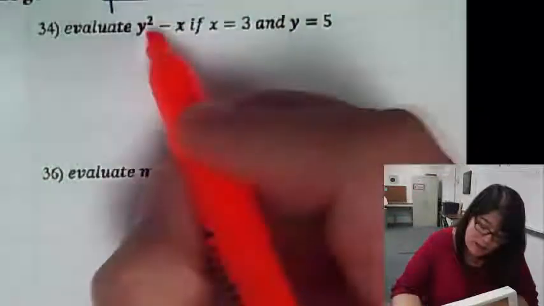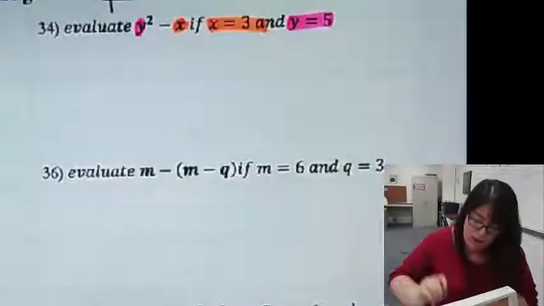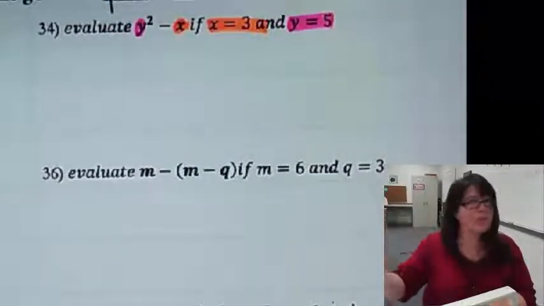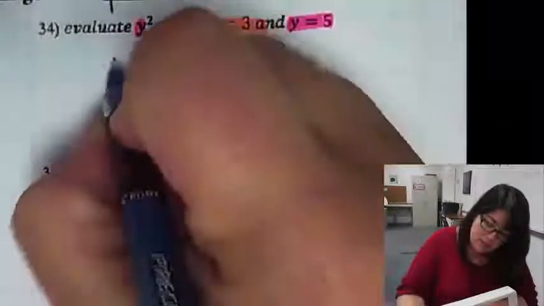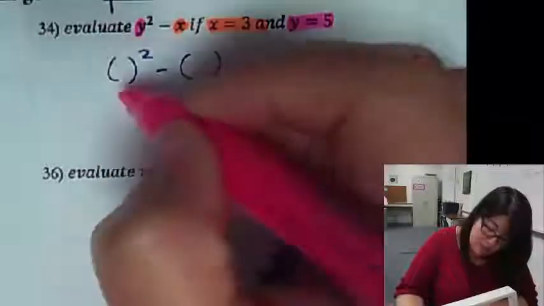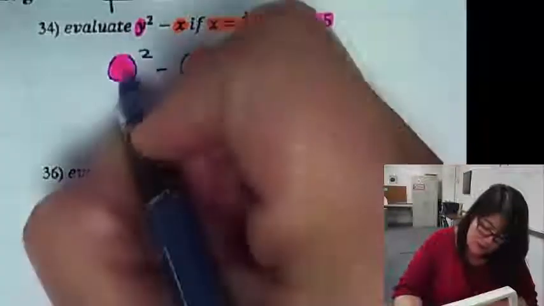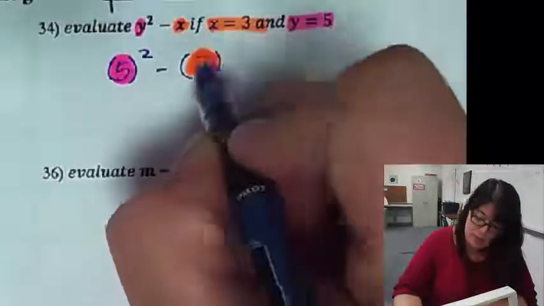Evaluate y squared minus x if x equals 3 and y equals 5. Well, where is my y? My y is this first one. And where's my x? The second one. So just planning this out, being ready for what's coming, I've got something squared minus something. And my first something is y, and my second something is x. All right, let's substitute. Y is 5, so I'm going to put 5 here. X is 3, so I'm going to put 3 here.